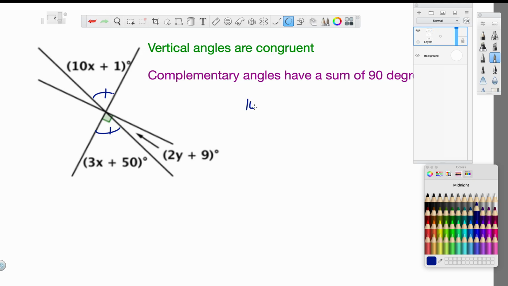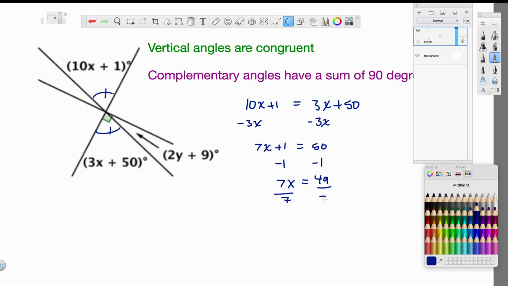I know that 10x plus 1 is going to be equal to 3x plus 50. So let's solve for x. I'm going to subtract 10x over here. Oh no, let's subtract the 3x, sorry, to keep it positive. Subtract 3x here. I get 7x plus 1 equals 50. Subtract 1. 7x equals 49. Divide by 7. X equals 7.